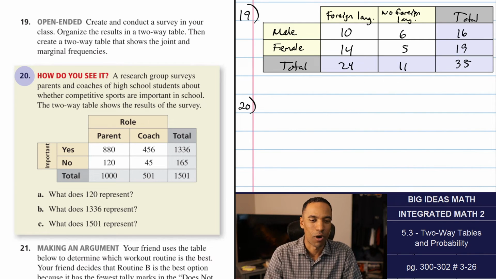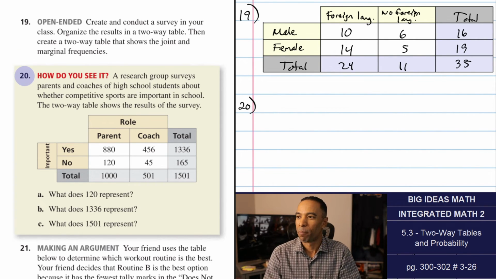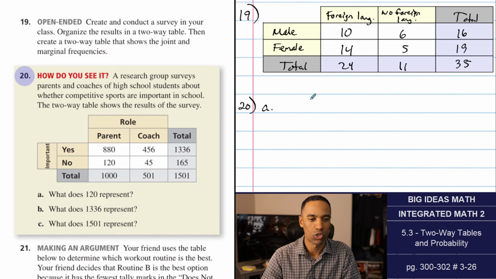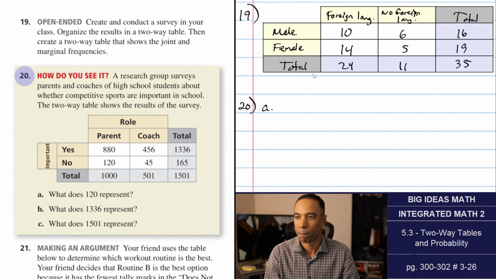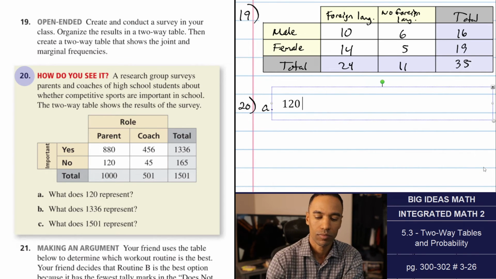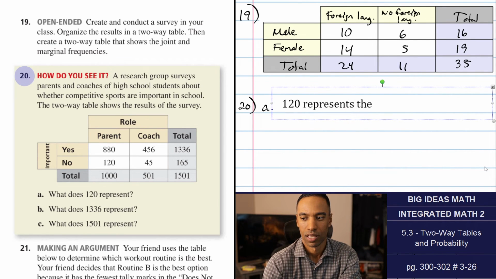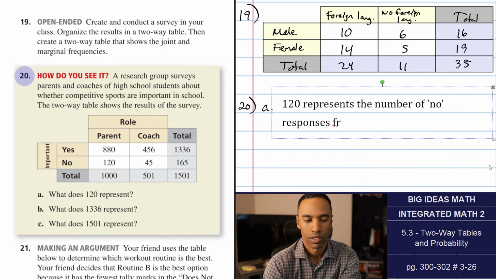All right, number 20. A research group surveys parents and coaches of high school students about whether competitive sports are important in school. The two-way table shows the results of the survey. Part A, what does 120 represent? 120 represents the number of no responses from parents.